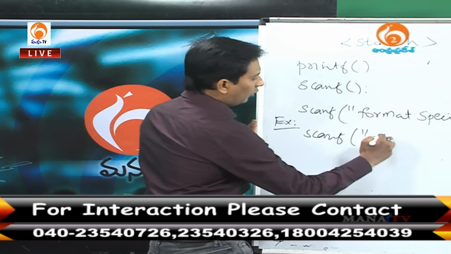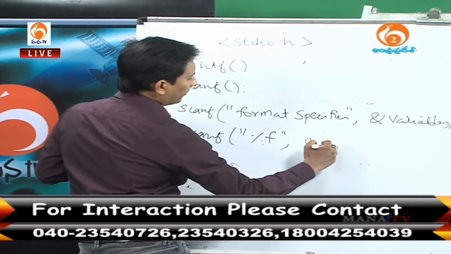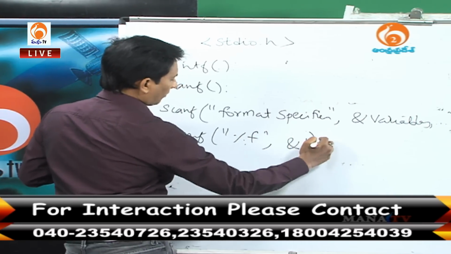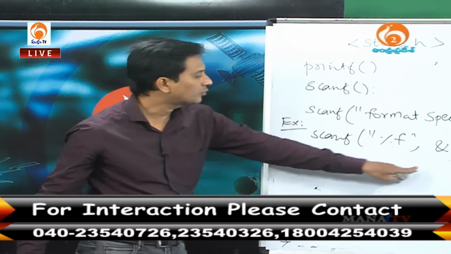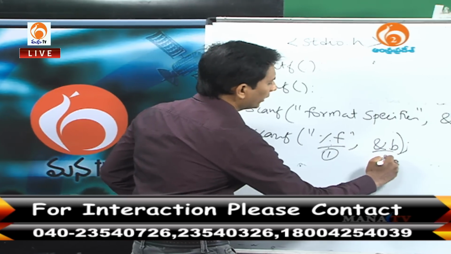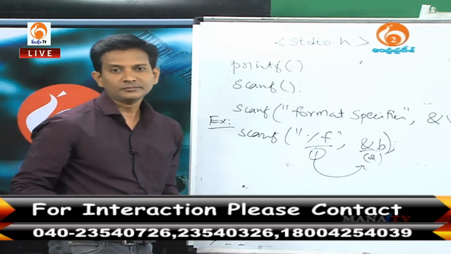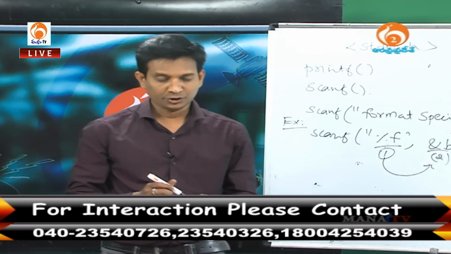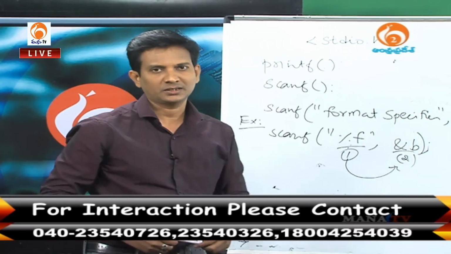Example: in case of float, we write %f and then a variable, any variable name. This is an example of a format specifier, reading and storing. It performs two actions, reading and storing into the variable. That is the job of the scanf function, which is defined in stdio.h.